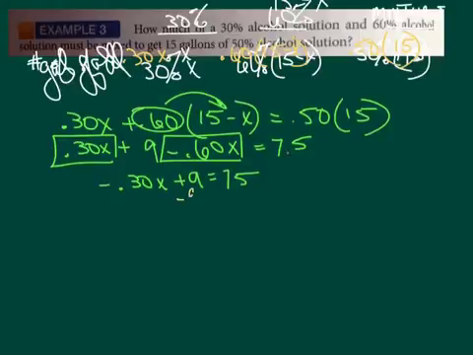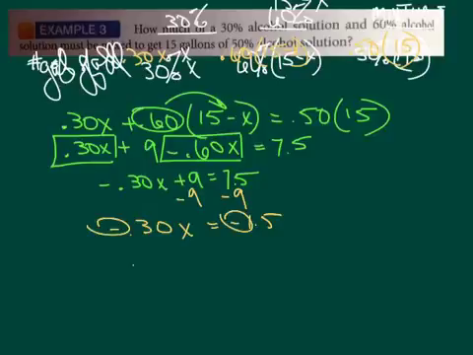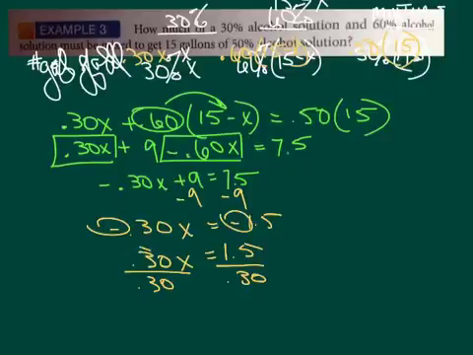Now we're going to subtract 9 from both sides. Oops, there's a 7.5. Negative 0.30x equals 7.5 minus 9, which is negative 1.5. And remember, if you have a negative on both sides, you can just make it go away. Divide by 0.3. Divide by 0.3. That goes away. And 1.5 divided by 0.3 is equal to 5. So my x is 5.